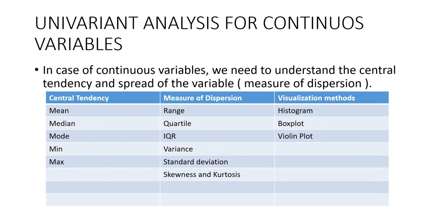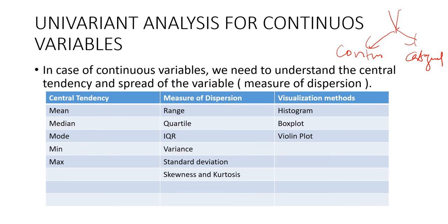See, there are two types of variables. One is the continuous variable and another one is the categorical variable. Variables are classified into continuous and categorical variables. Here I am discussing continuous variables. What is a continuous variable?